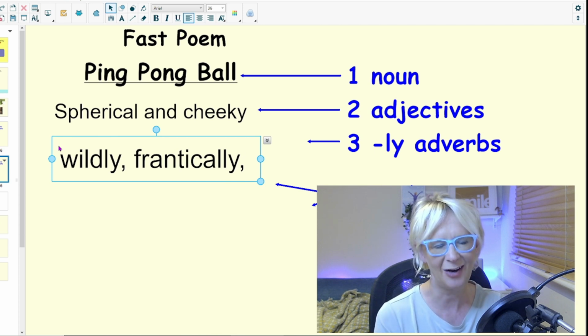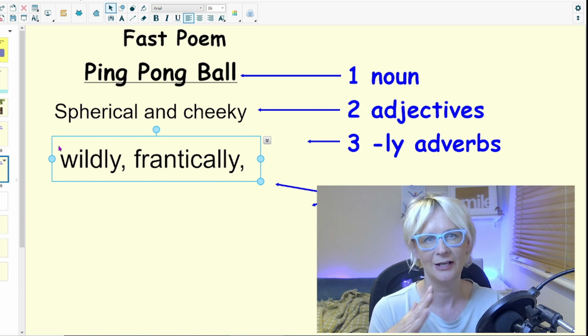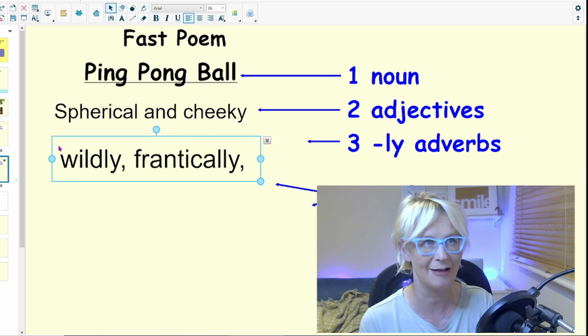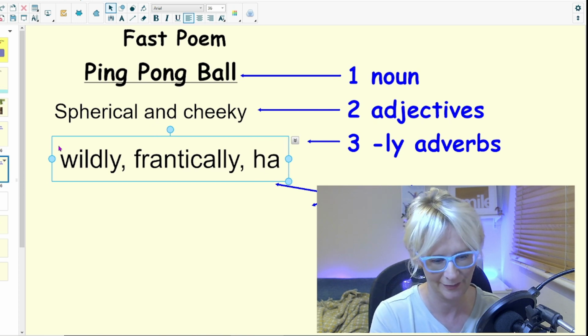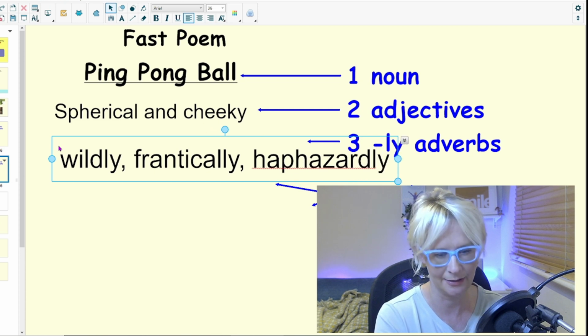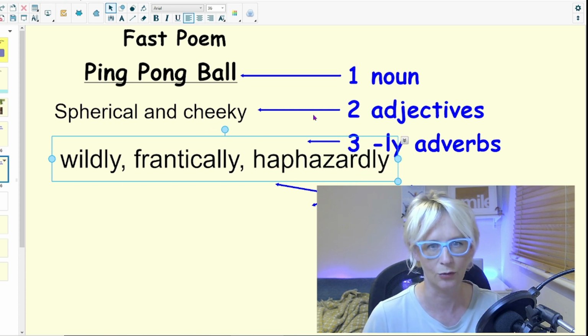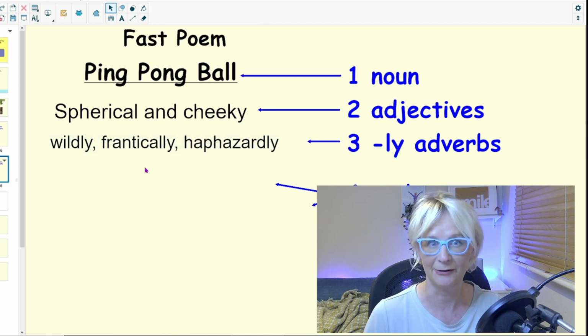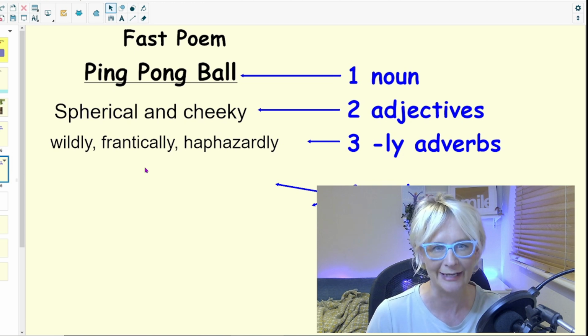Another one, I want to describe its kind of the unpredictability of it, really. Unpredictably, yeah, or maybe something like haphazardly. Haphazardly. There we go. Oh, that's a long one, isn't it? Lots of long ones there. Let's pop it in. Ping pong ball, spherical and cheeky, wildly, frantically, haphazardly.